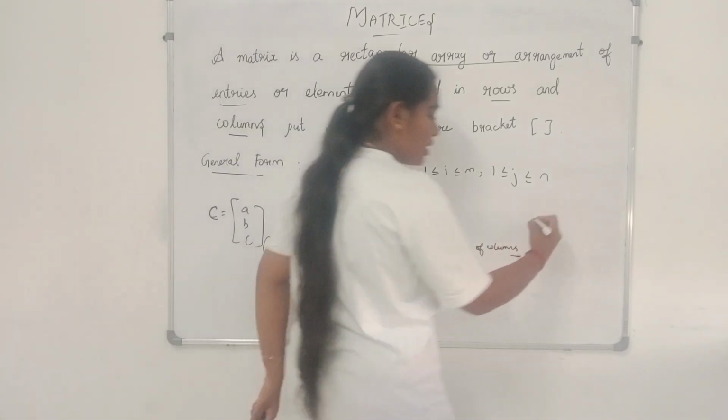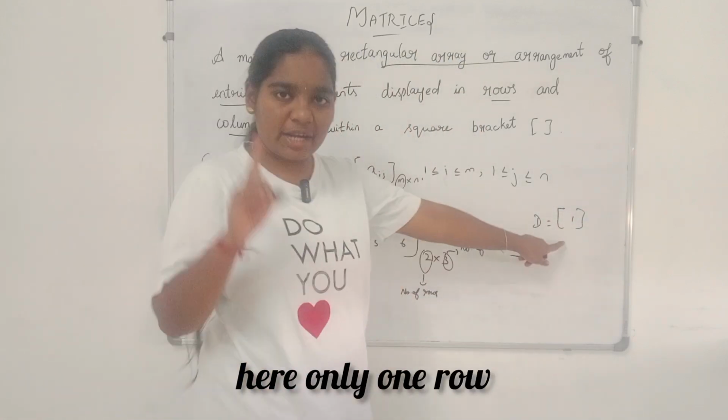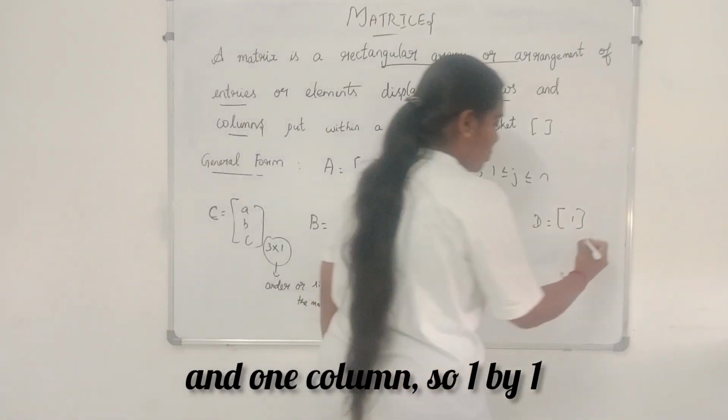Another example, D equal to 1. Here only 1 row and 1 column. So 1 by 1.